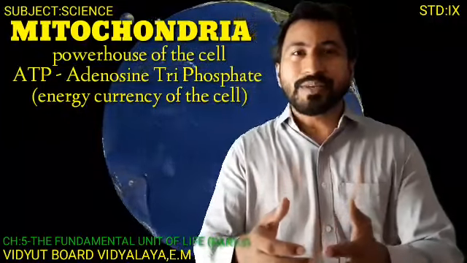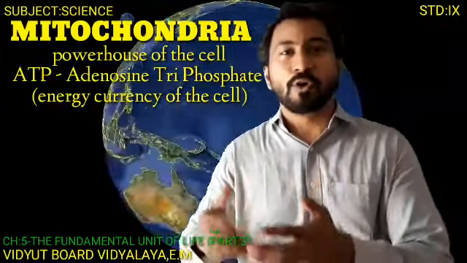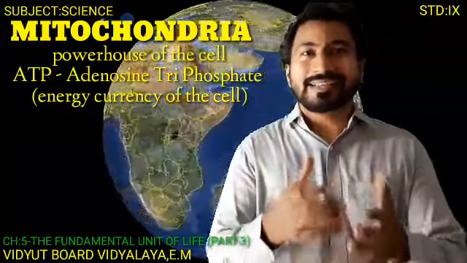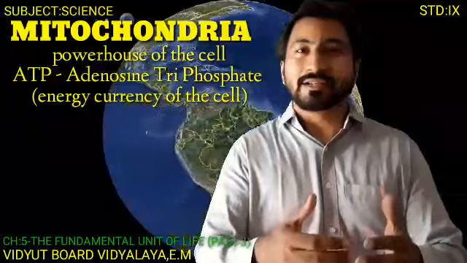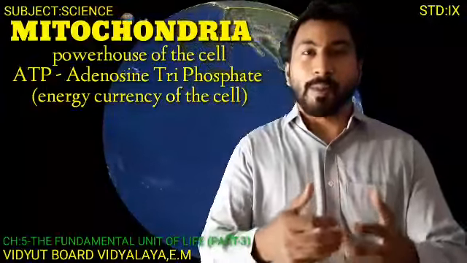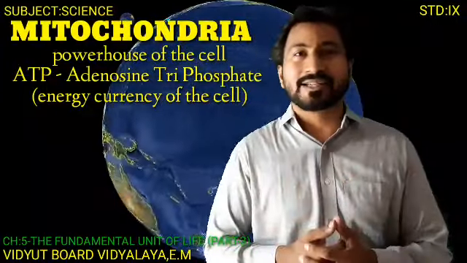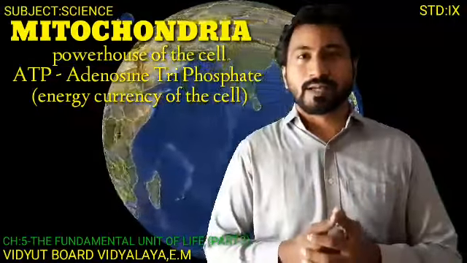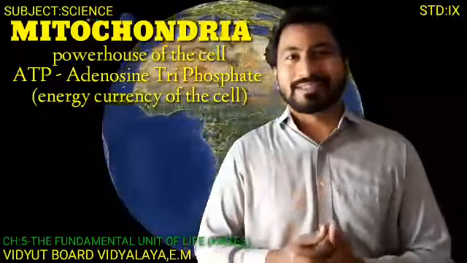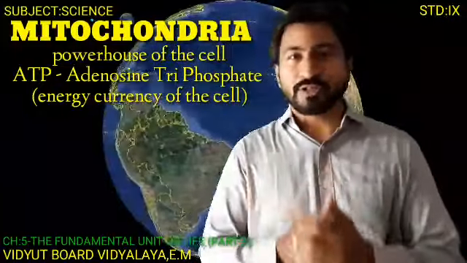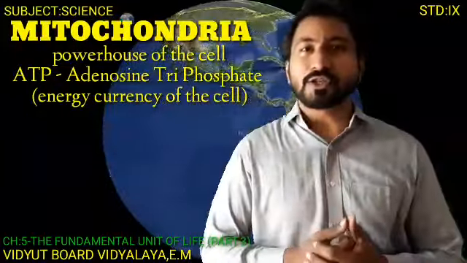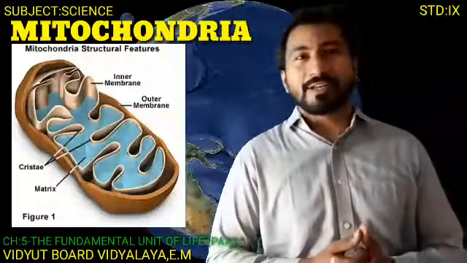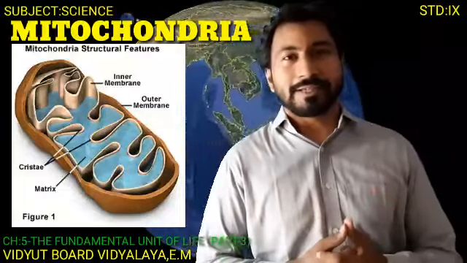Just as rupees is the currency for Indian notes, in a similar way, this ATP is the energy currency of the cell. So mitochondria basically generates this energy in the form of ATP by various enzymes that are present inside its structure. So let us see the structure of a typical mitochondria. Now here we can see very well the structure of a typical mitochondria.